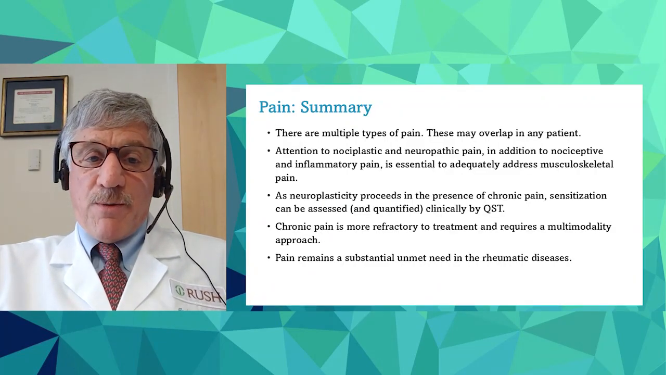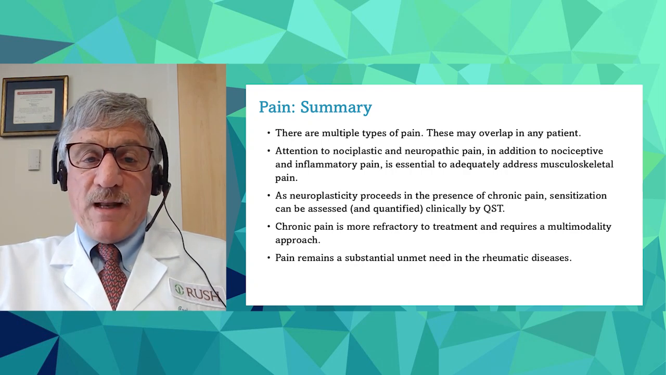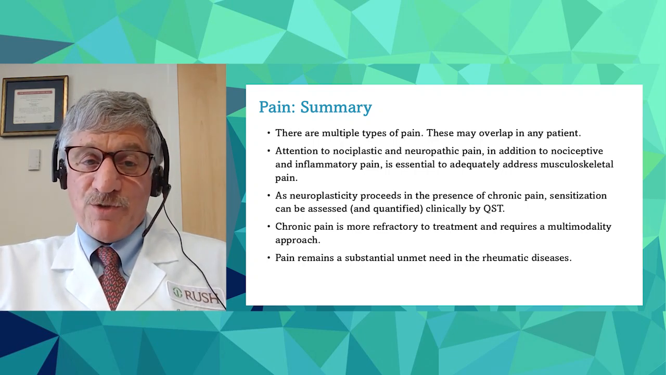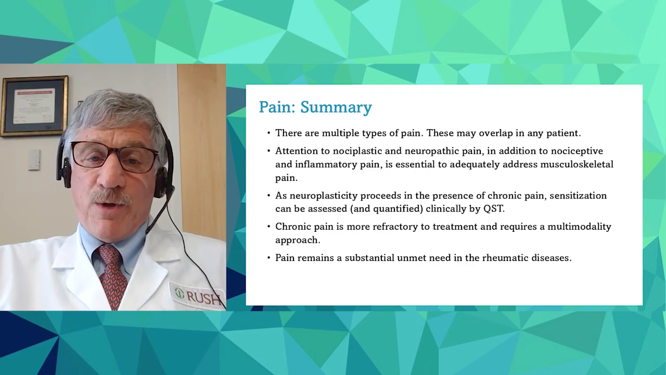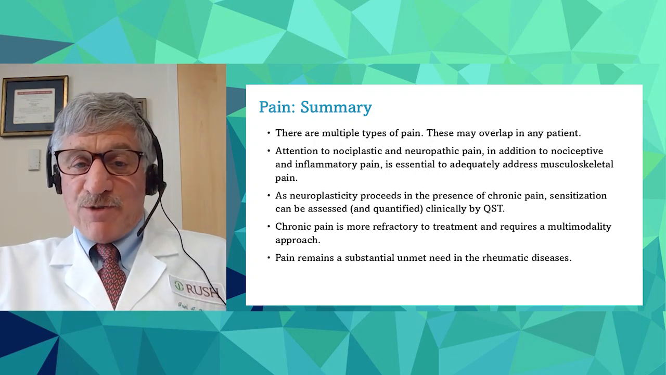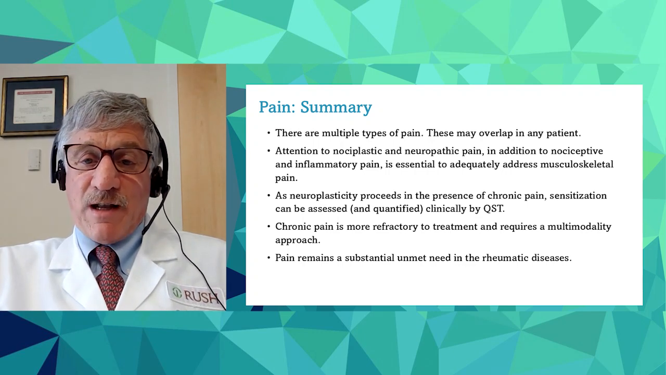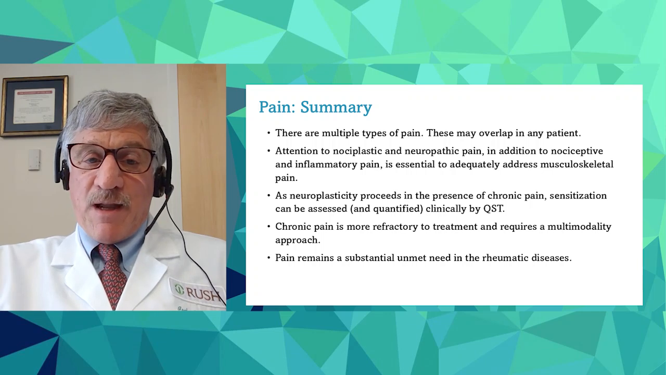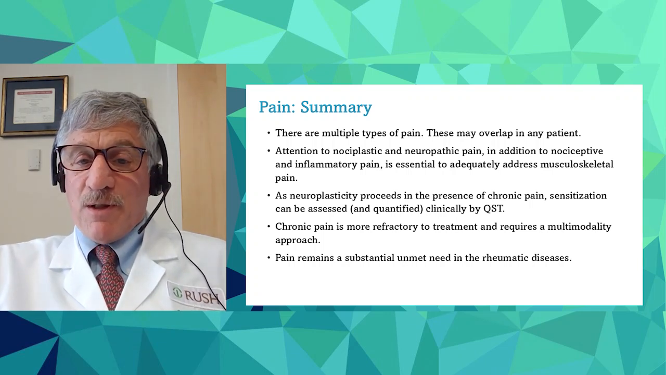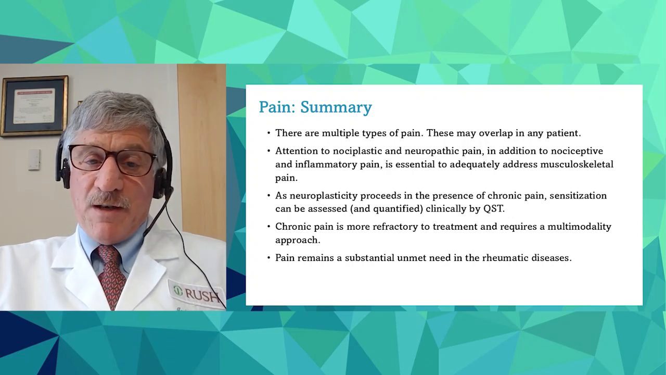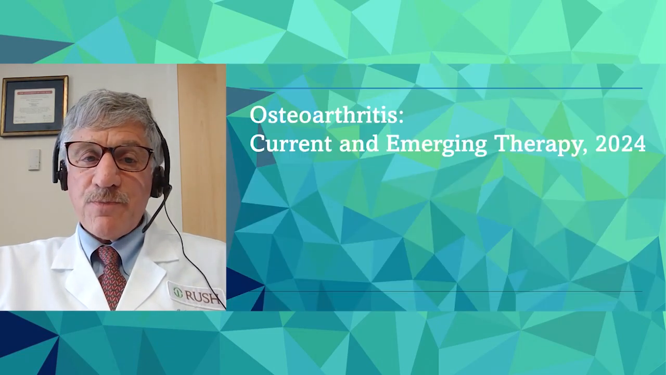So in summary, there are many different types of pain. They may overlap in any given patient. Attention to nociplastic and neuropathic pain in addition to nociceptive and inflammatory pain is really essential if we're going to try to adequately address musculoskeletal pain. As neuroplasticity proceeds, in the presence of chronic pain, sensitization can actually be assessed quantitatively by QST. Chronic pain is more refractory to treatment and requires a multimodality approach. And as I suggested, pain remains a substantial unmet need across the rheumatic diseases.